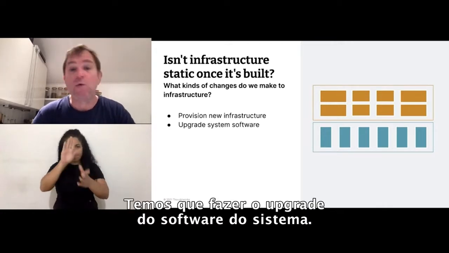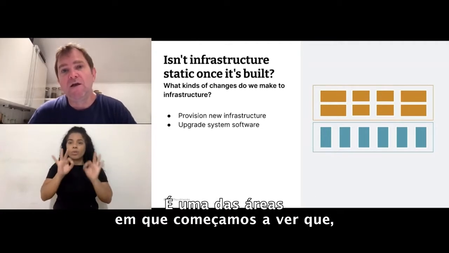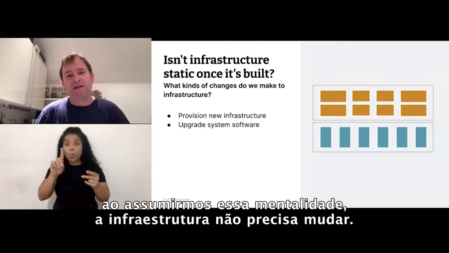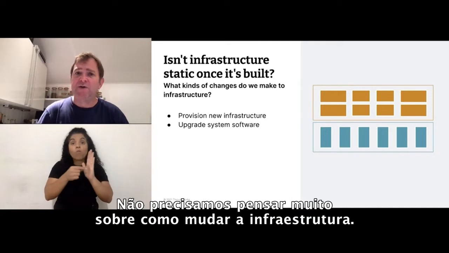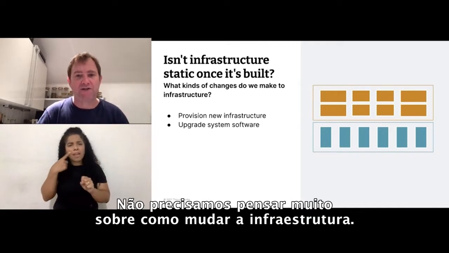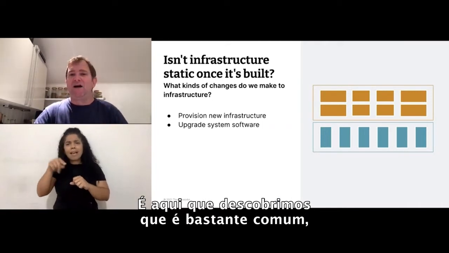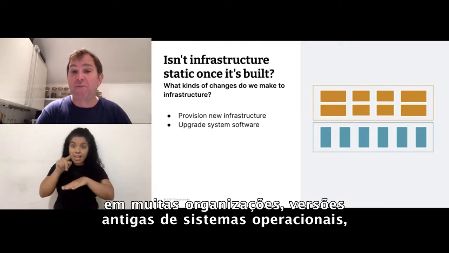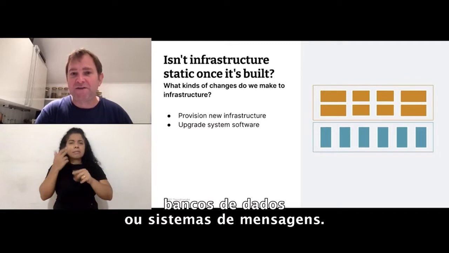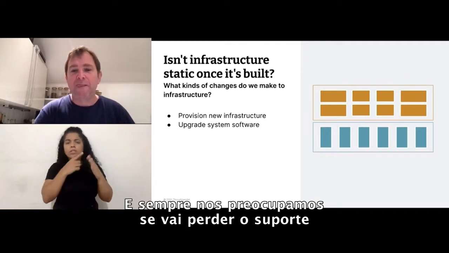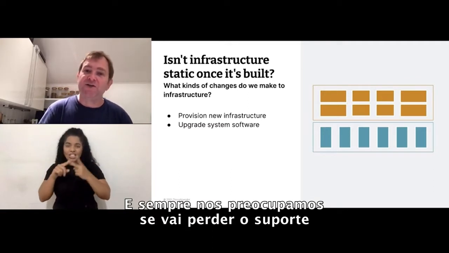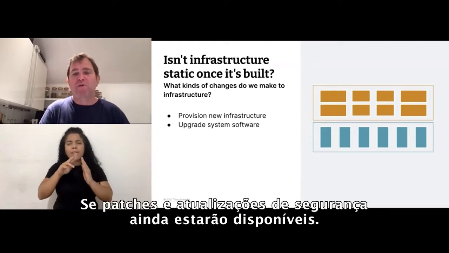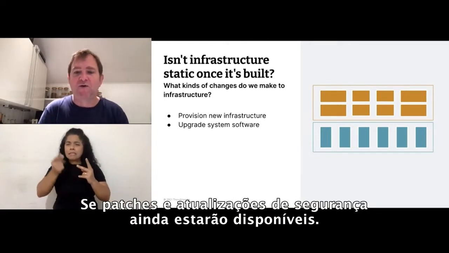We also need to upgrade the system software. This is one of the areas where we see that when we take that mentality, that the infrastructure doesn't need to change, we don't think too much about how we change our infrastructure. It's quite common in many organizations that we're running very old versions of, say, operating systems or databases or messaging systems, and we're constantly worrying about, is it going to go out of support? Is the vendor of that software going to stop supporting it? Or are patches and security updates no longer going to be available?